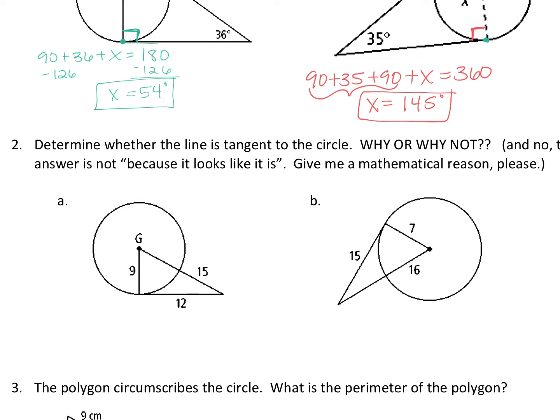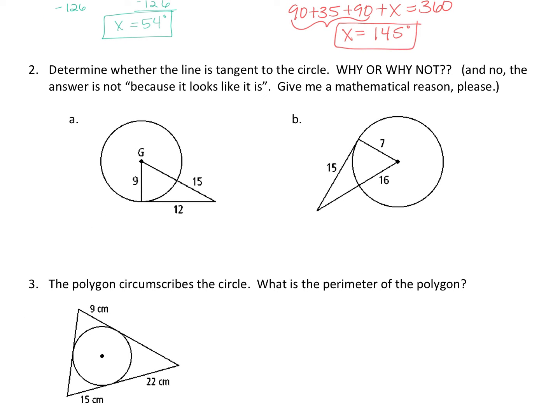Okay. Question number 2 says determine whether the line is tangent to the circle. So it looks tangent, but we need to know, is it actually tangent? You cannot just say, yes, that looks like it hits in one point, so it's tangent. You need to have proof. How do you prove? Pythagorean theorem, okay? If it is a Pythagorean triple, it is tangent. If it's not a Pythagorean triple, it cannot be tangent, okay? Because then it can't be a right angle.